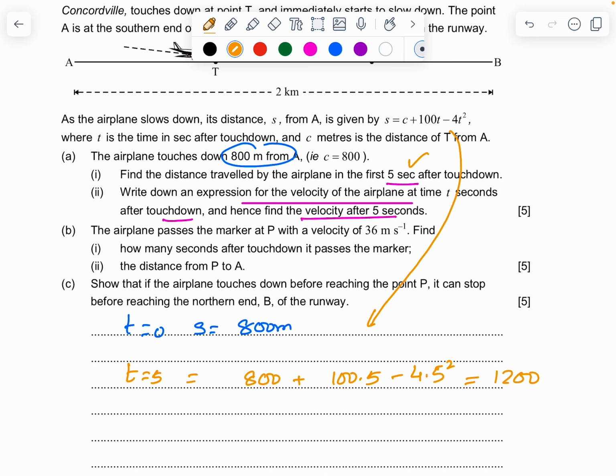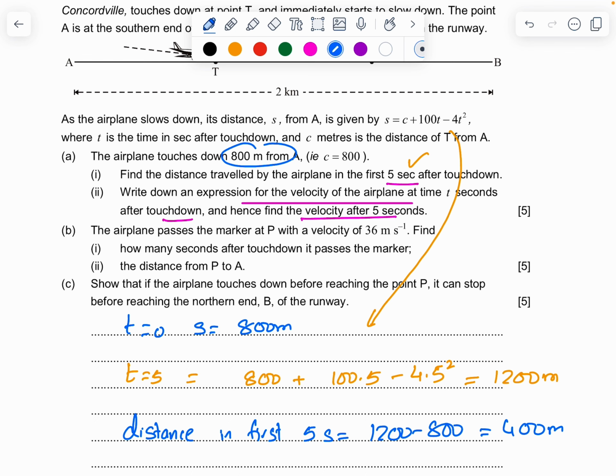1200. So after t equal to 5 seconds, it has traveled a distance of this much. Now, actually, how much distance has it traveled? So, distance in the first 5 seconds will be 1200 minus 800, which is equal to 400 meters. It has traveled 400 meters.